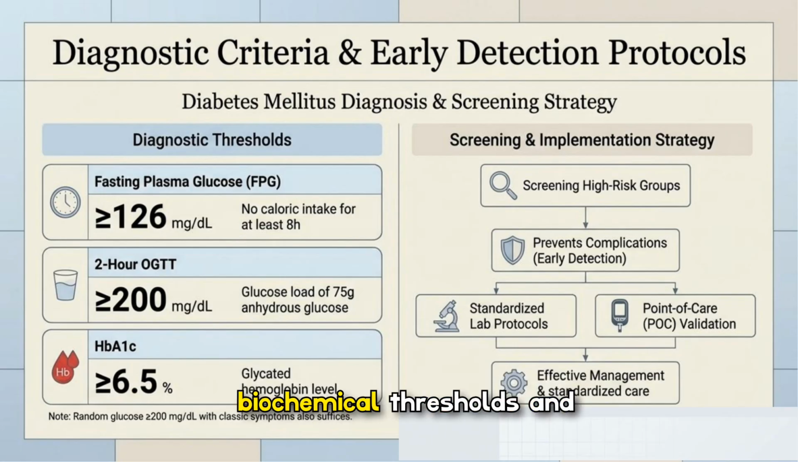Diagnosis relies on clear biochemical thresholds and targeted screening. Fasting plasma glucose of 126 mg/dL or higher, a 2-hour OGTT of 200 mg/dL or greater after a 75-g glucose load, or an HbA1c of 6.5% or above, with random high glucose plus classic symptoms also sufficient. The slide emphasizes screening high-risk groups, standardized lab protocols, point-of-care validation, and early detection to prevent complications.